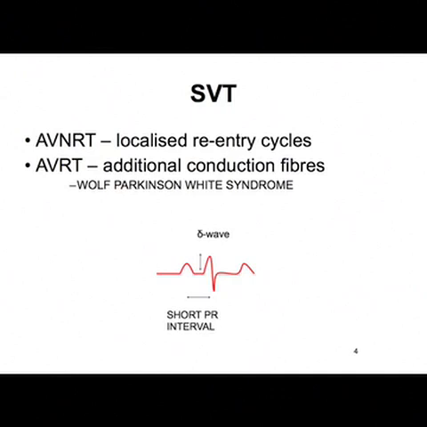While in AV reentrant tachycardia, there is an additional accessory pathway that occasionally allows depolarization to spread between the atria and the ventricle. The most common type of AV reentrant tachycardia, and the type that we really need to know about, is Wolff-Parkinson-White syndrome. Although there are two types, the most important features to remember are a short PR interval and slurred upstroke on the QRS complex, otherwise known as a delta wave. So those are the basics of the supraventricular tachycardias.